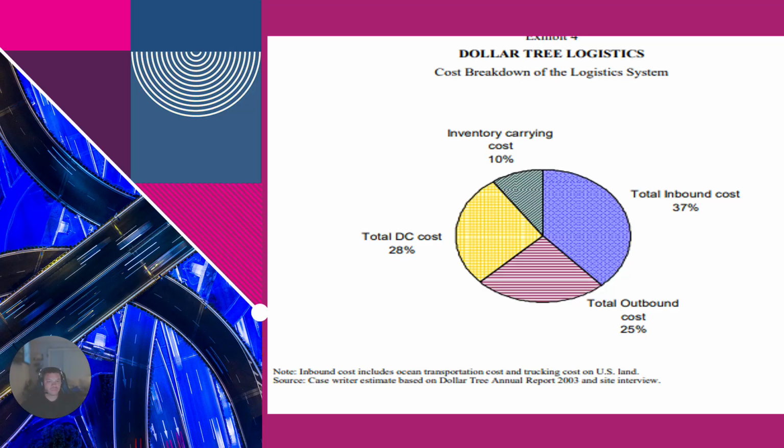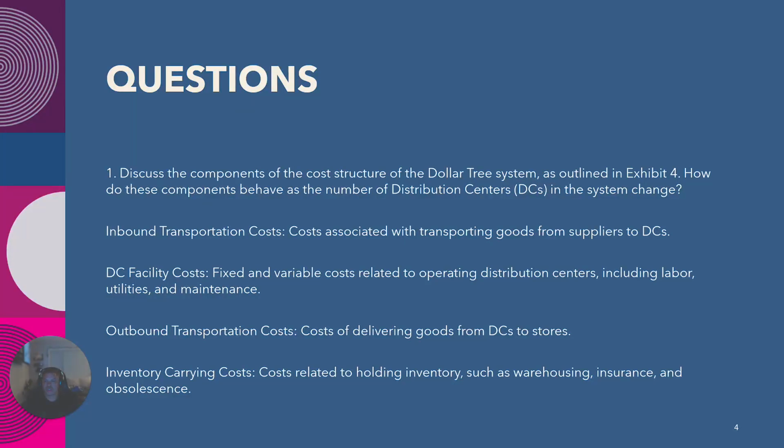So with that being said, this kind of goes into question one of the case, and I'll get back into the Excel spreadsheet and more things that the instructor requested in the next slides. But for the first question, it asks, discuss the components of the cost structure of the Dollar Tree system as outlined in Exhibit 4, and how do these components behave as the number of DCs in the system change? So for starters, the inbound transportation costs, costs associated with transporting goods from suppliers, is one of the components. The others are DC facility costs, outbound transportation costs, and inventory carrying costs.